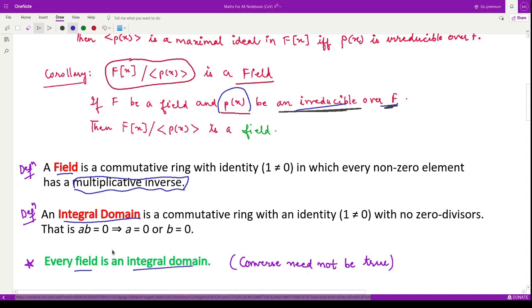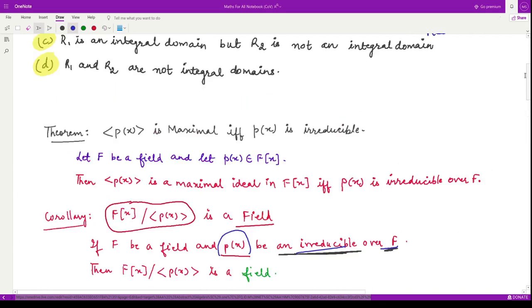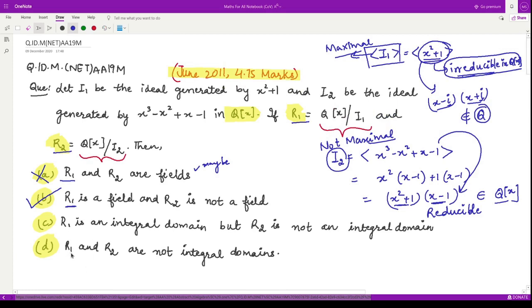So accordingly, we have seen that R1 is a field. So this implies R1 is an integral domain. According to this result, in option D they are saying R1 is not an integral domain, so this option is incorrect. And based on R1 being an integral domain, this part is true. Now, what can you say about R2?